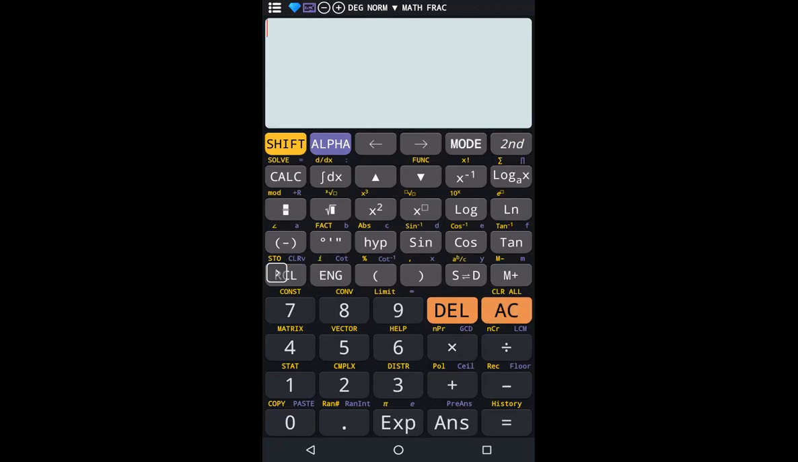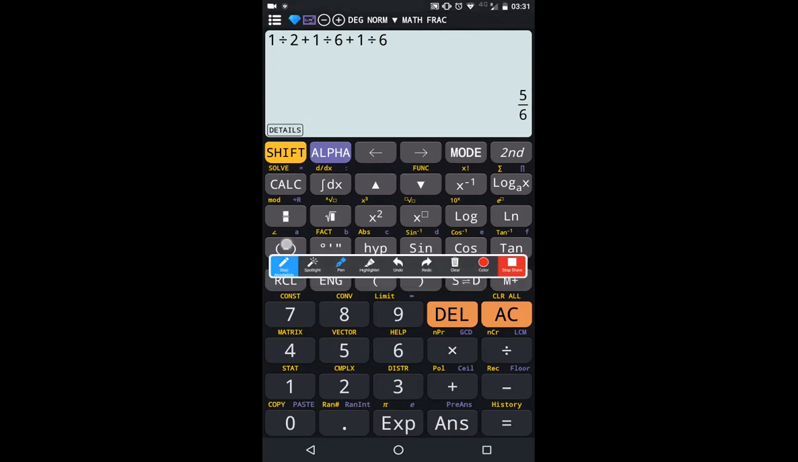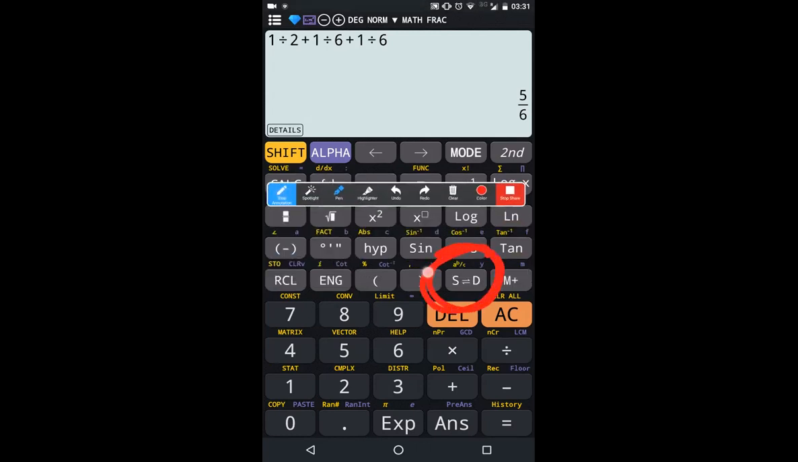Suppose you do 1 upon 2 plus 1 upon 6 plus 1 upon 6. So this is the total sum, 5 upon 6. 5 upon 6 is here. You see this button, a very, very important button for you. Look at this button, S by D. And you see a very small a b by c is written over here. So this button is very important.